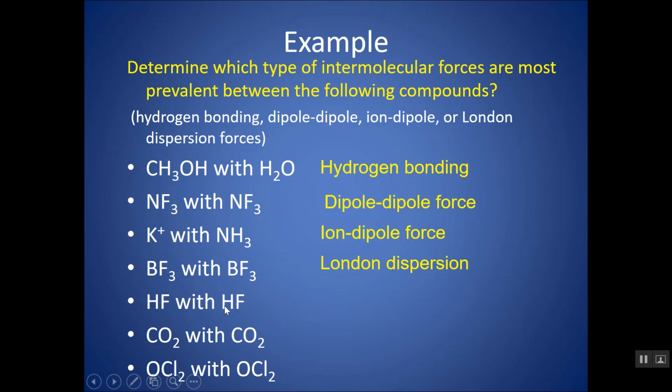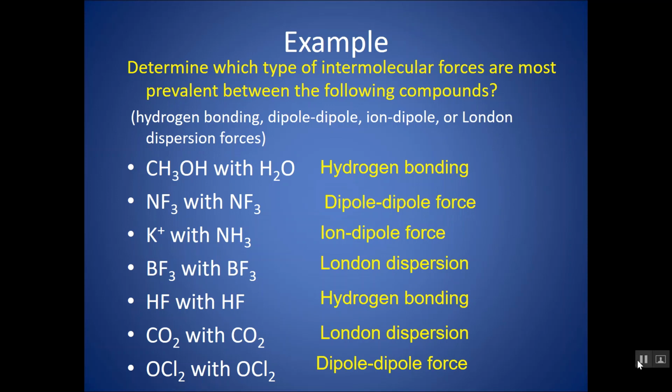HF with HF, these are both polar. Does it have an H with a NOF? Yep, so it's hydrogen bonding. This CO2 is nonpolar with nonpolar, that's just London dispersion. OCl2 is a bent shape, so this is polar. Does it have an H with a NOF? Nope, so it's dipole-dipole. Hopefully this helps you review intermolecular forces.